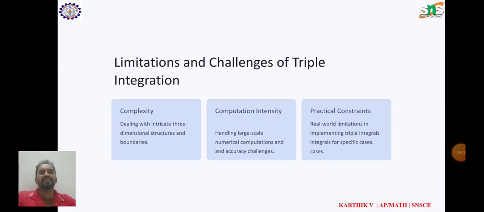Physical interpretation. Interpreting the results of triple integrals in real-world applications can be challenging. Numerical approximation. In many cases, triple integrals cannot be solved analytically and must be approximated numerically. However, numerical methods may introduce errors. The accuracy of approximation depends on factors.